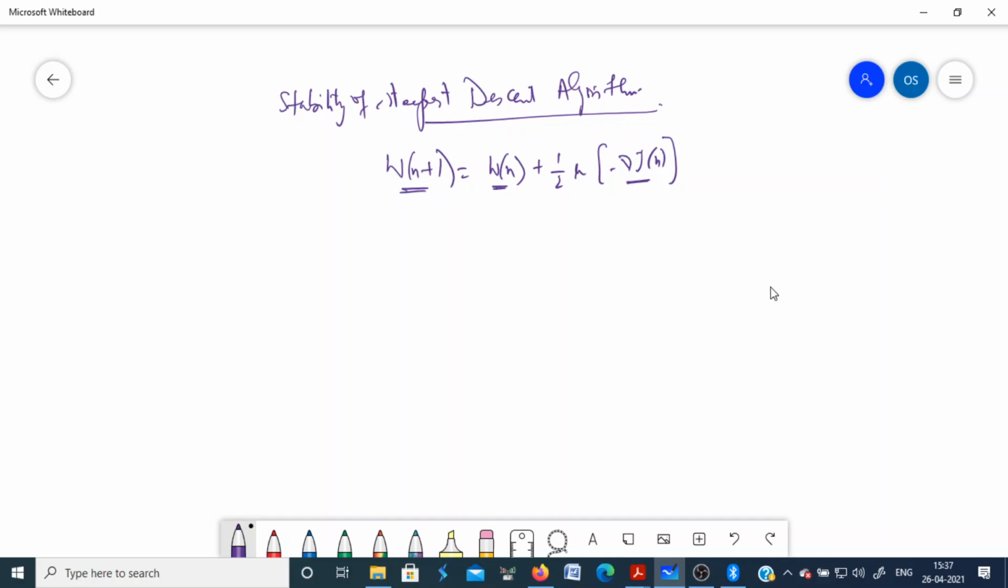Which was further decomposed: Wn plus 1 is equal to Wn plus mu into P minus R Wn. Okay, this is the algorithm for the steepest descent method.